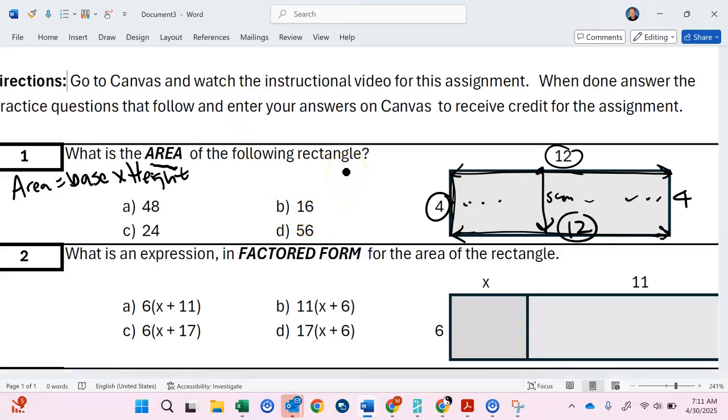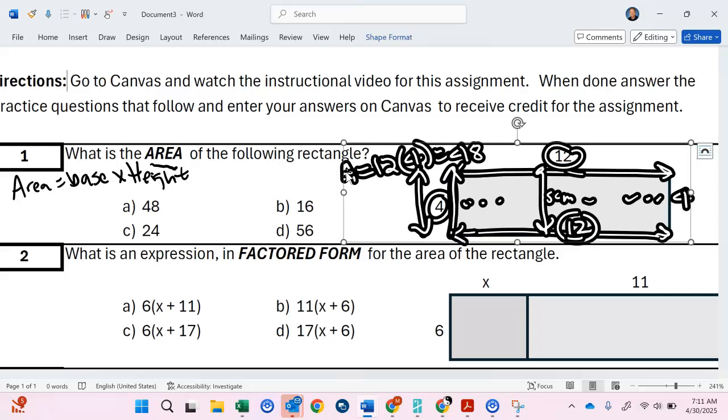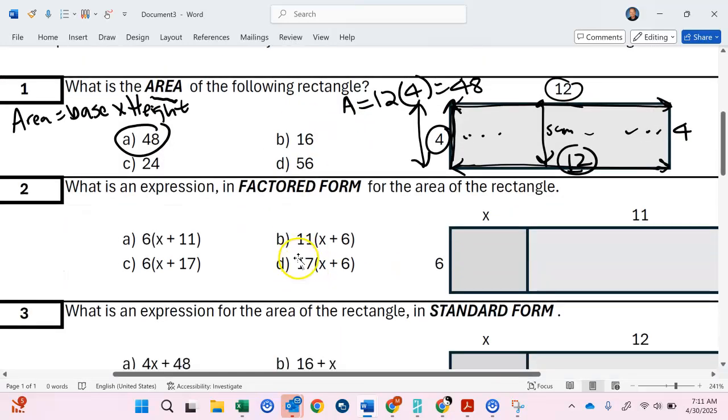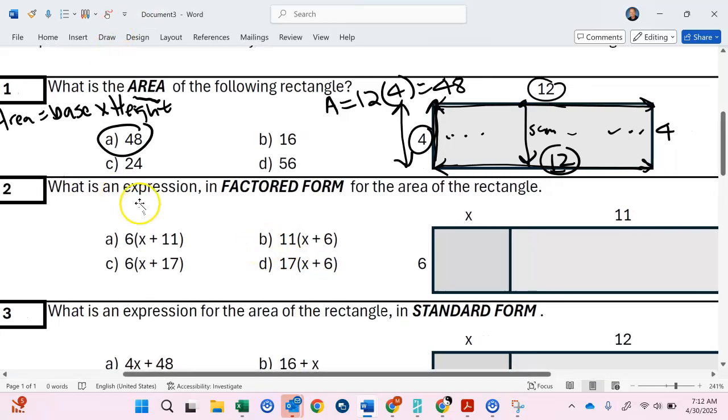So the area is base times height. The area in this case is going to be, the base is 12. So area, I'll put A for area, equals 12 times the height, which is 4. So that equals 48. So the answer is 48. So that's how you do problem number 1. Now what we're going to do is get the height, or we're going to get this one. So please go ahead and read this and translate it.